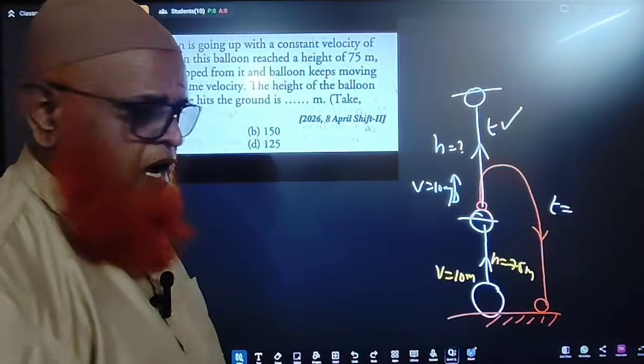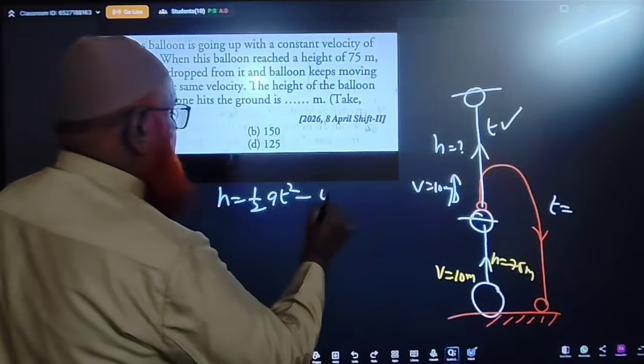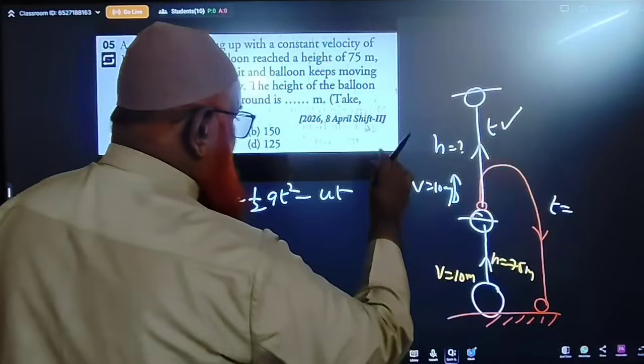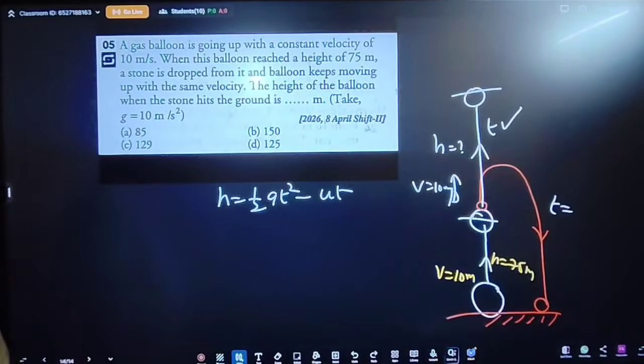That time you have to find out. And what is the formula here? H is equal to half gt square minus ut. When a body is dropped from a certain height, this was the formula which I have discussed here today. Am I right or not? This is the formula I have discussed today.